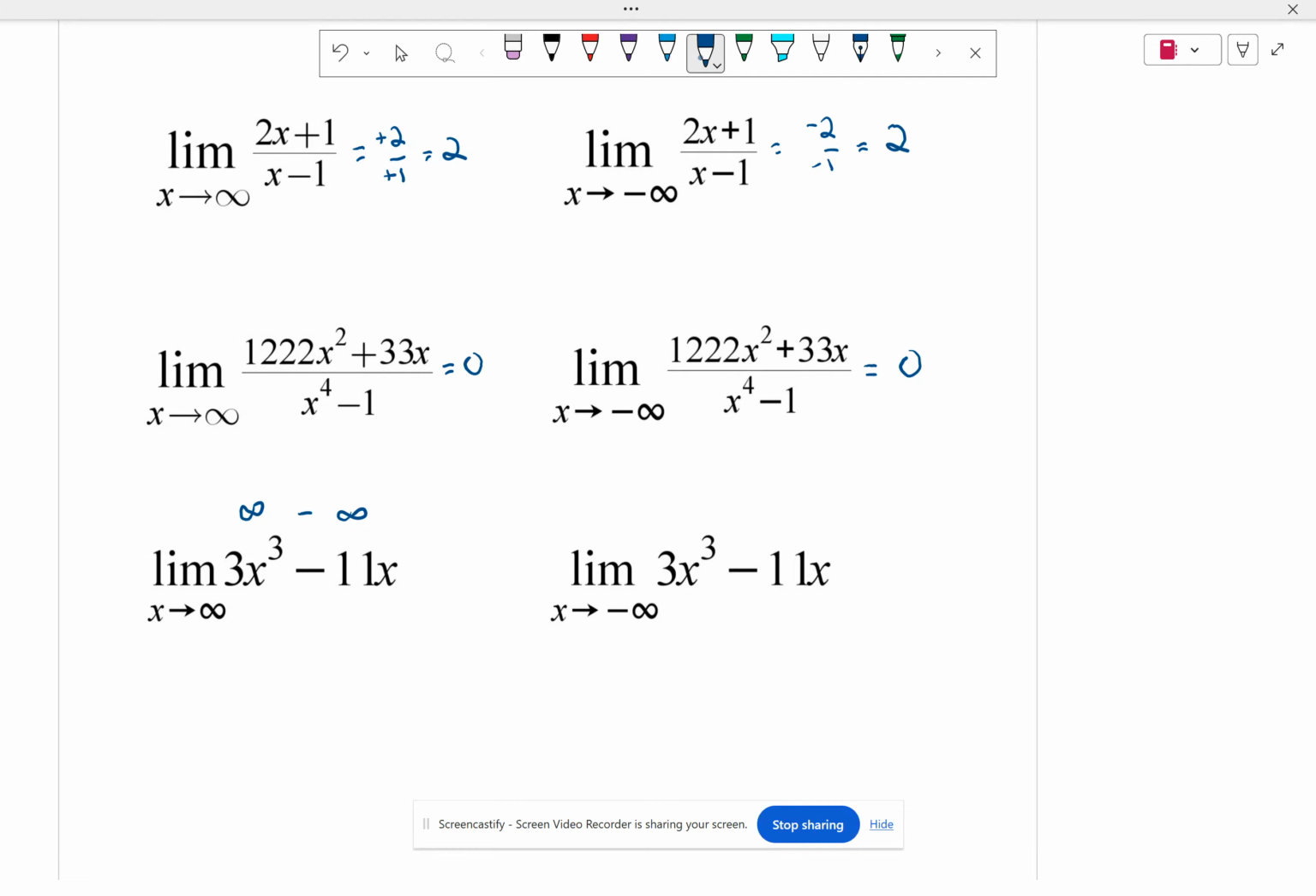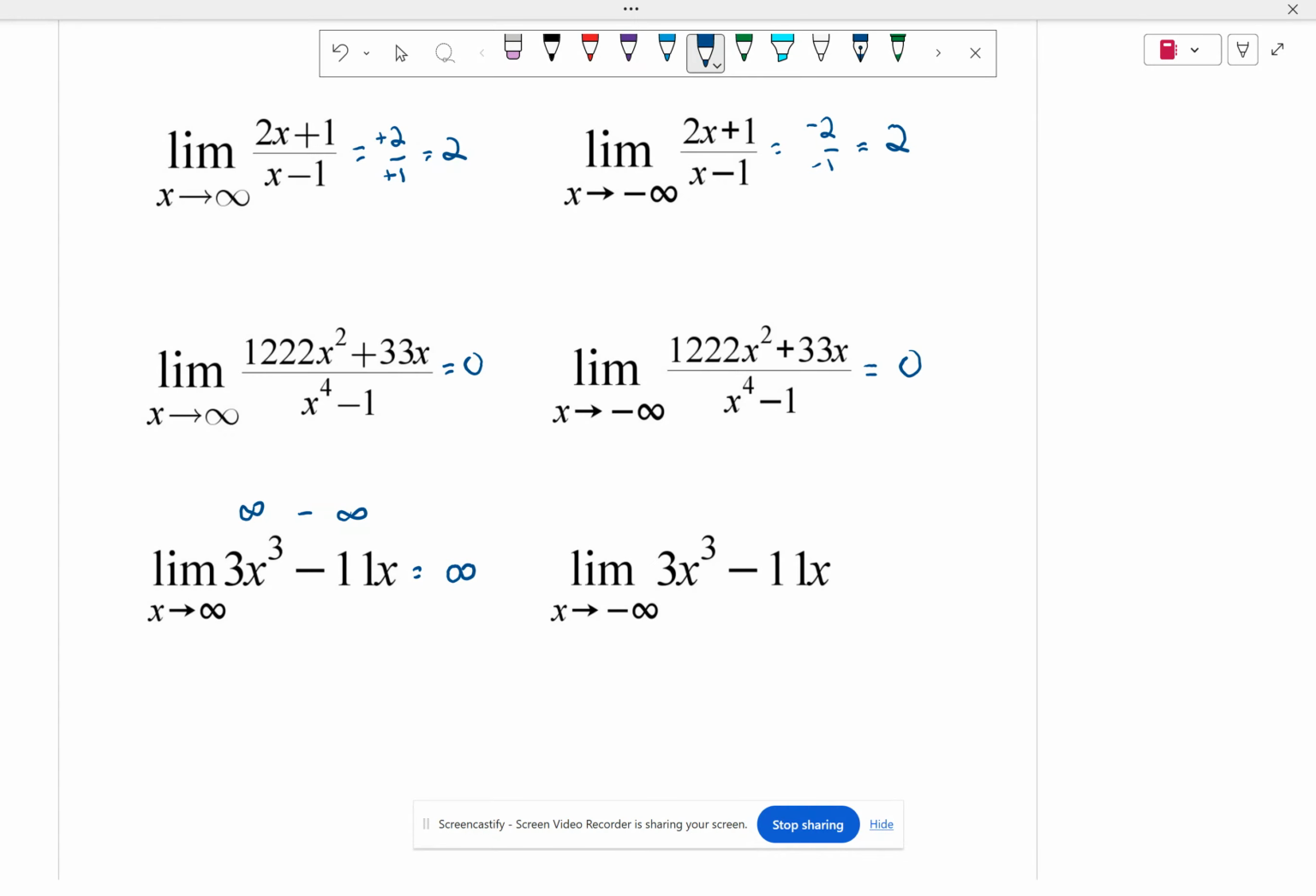Now, these last 2 cases are infinity minus infinity cases. As x goes to infinity, infinity to the third power times 3 is going to be infinity, and 11 times infinity is also going to be infinity. But you can tell that something to the third power is going to go to infinity a lot faster than something to the first power. So this first term is going to be way bigger than the second term as we go to infinity. In fact, infinitely bigger. And so this thing is just going to go to infinity.